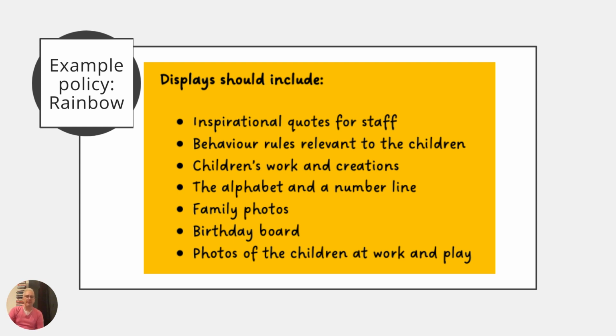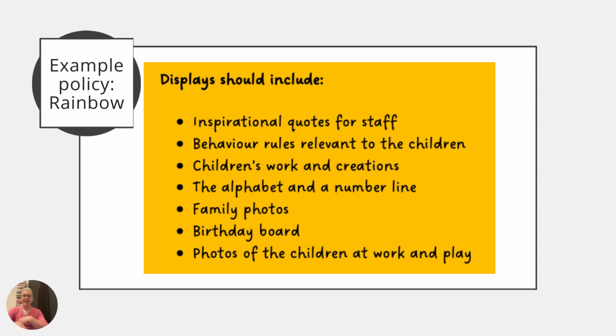At Rainbow, we say there should be an alphabet and a number line displayed in every classroom. There should be family photos displayed in every classroom. There should be a birthday board, and that is a board that has the months of the year and the dates of every child's birthday on that board. That might be with photographs of the children, but not necessarily. It could just be their names. And there should be photos of the children at work and play around the classroom. And it's always great to laminate those things so they can be touched and not torn.